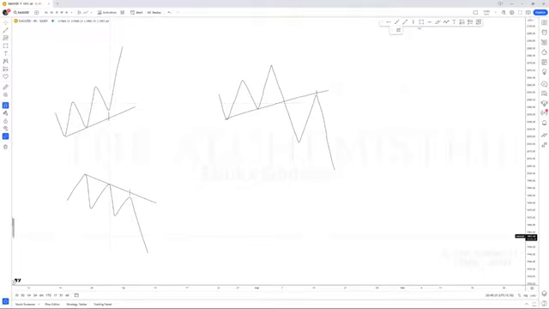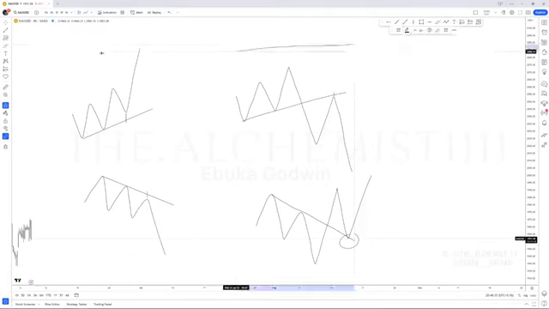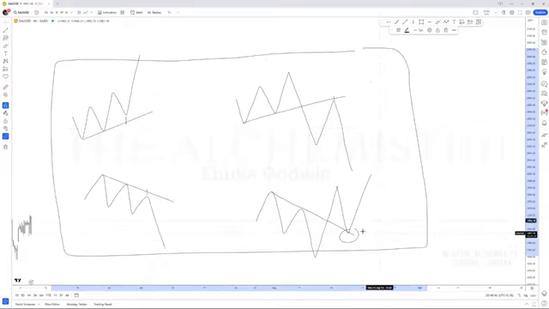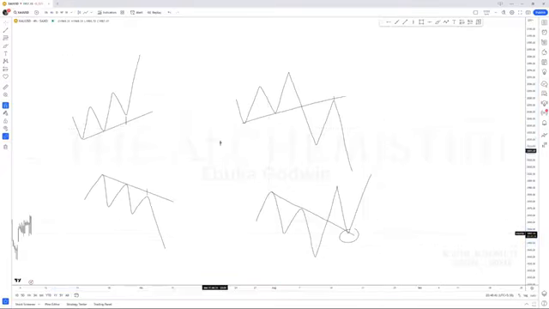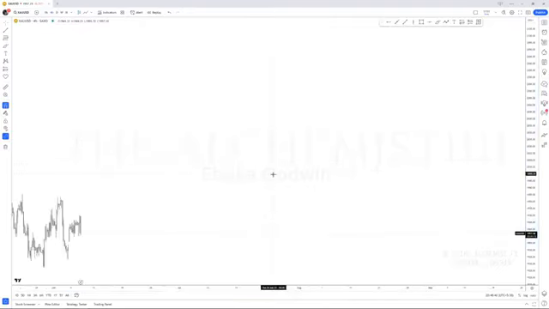So we had this, and then same thing down here. If it breaks, you could expect it to do this. This is also a break and retest trend line. So these two, honestly, are my favorite types of trend lines. These are the ones that I use a lot, because they're very high probability, in my opinion. I'll show you examples.